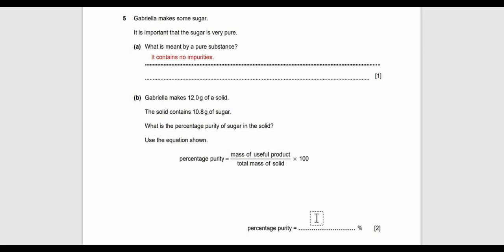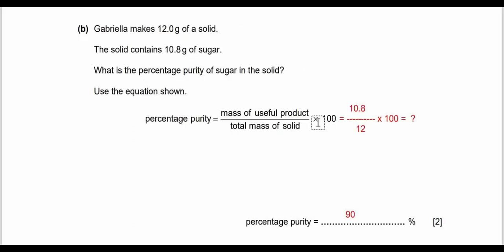Alright, let's open up the answer. If you still need more time, you may pause this video. It's 90%: 10.8 is the useful product, sugar, over 12 is the solid, times 100%. Maybe count, we will get 90%. Alright, next. Now we are in question 6.